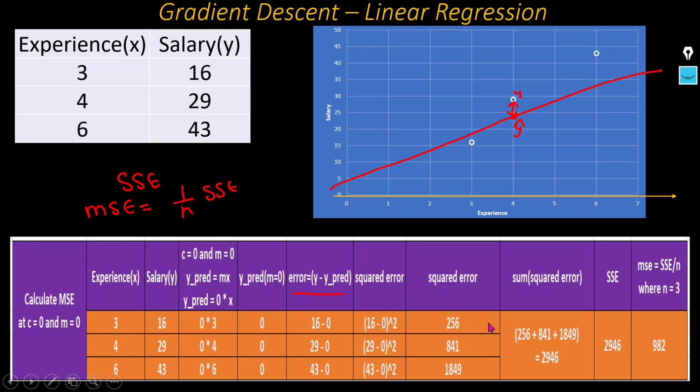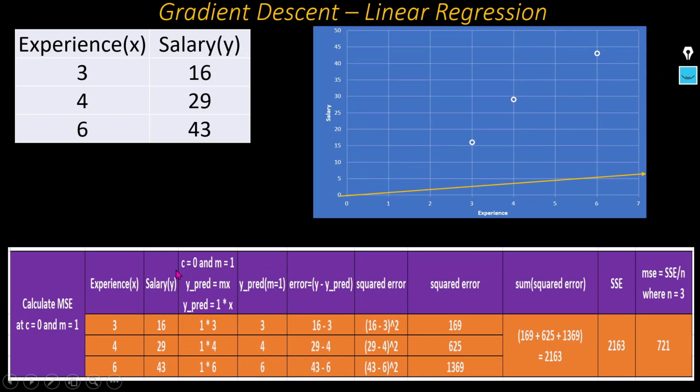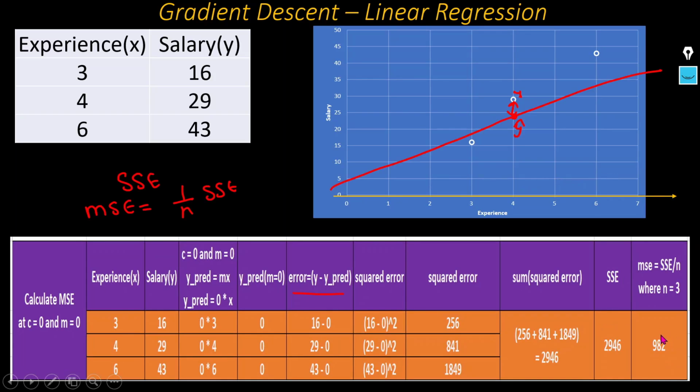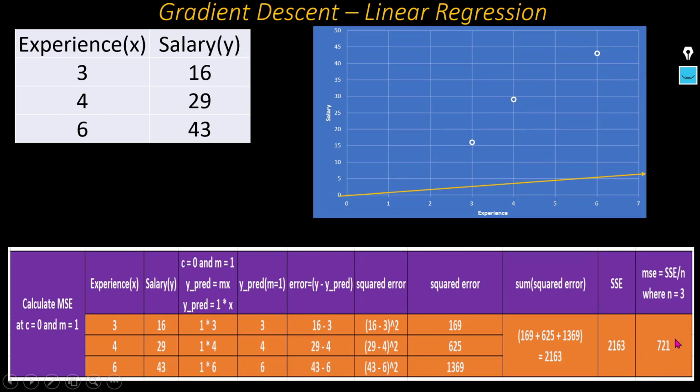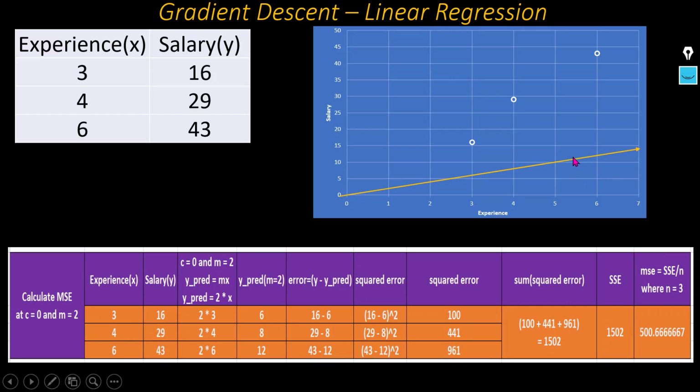So this way we can calculate the mean squared error taking m is equal to 0 and c is equal to 0. Now change m is equal to 1, c is equal to 0. Then again we calculate the MSE. Now MSE is 721. Previously we had 982. Then we have this particular line. Now you see, our MSE has changed. It means it has decreased, and our line has also changed. Same thing, we again calculate with m is equal to 2. You can see our line has changed and our error has also decreased.